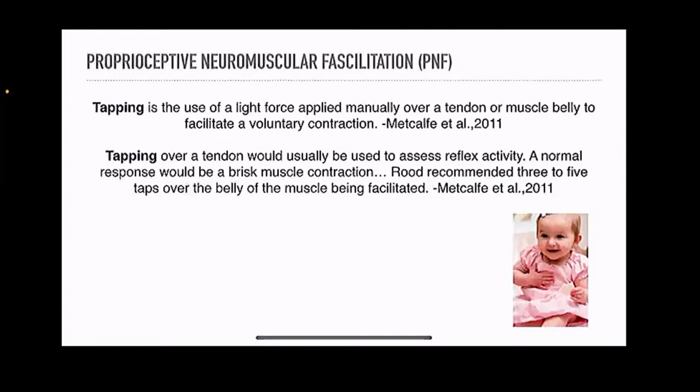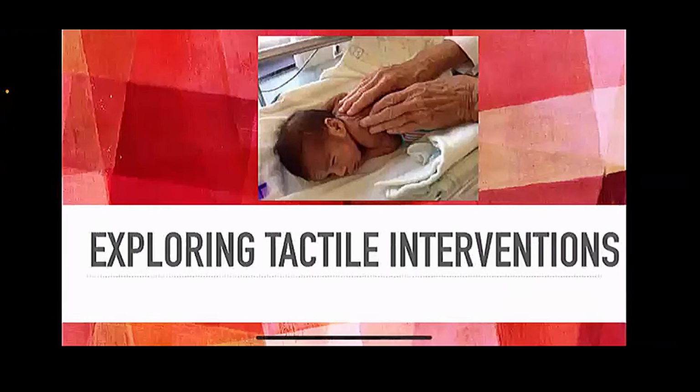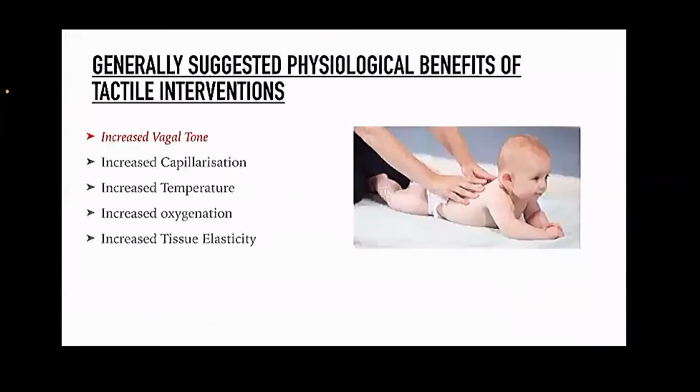So tapping is the use of a light force applied manually over a tendon or muscle belly to facilitate a voluntary action. Tapping over a tendon would usually be used to assess the reflex activity. A normal response would be a brisk muscle contraction, and Rude recommended 3 to 5 taps over the belly of the muscle being facilitated. This is by McAlfee et al. in 2011.